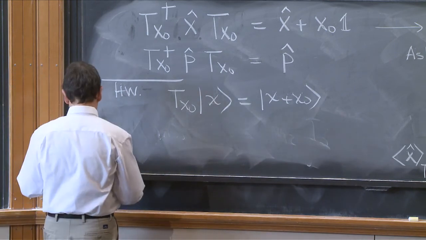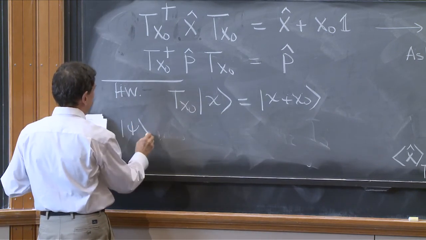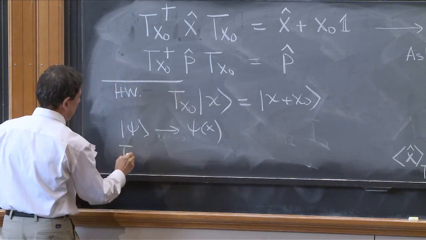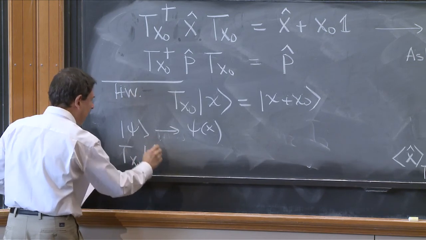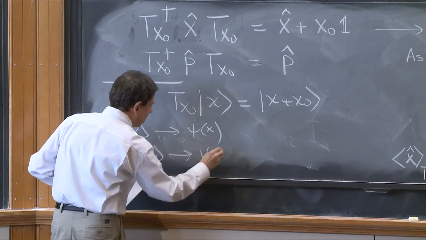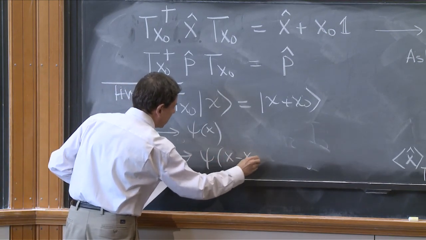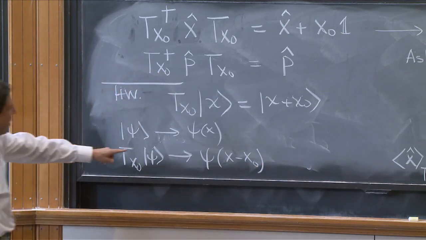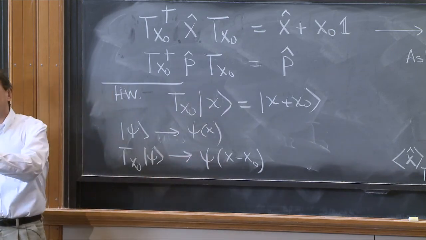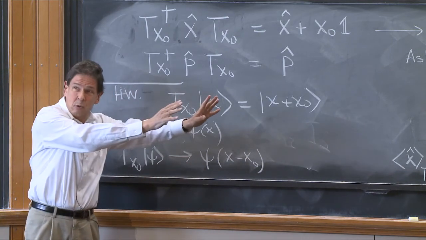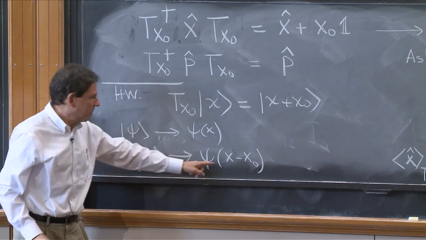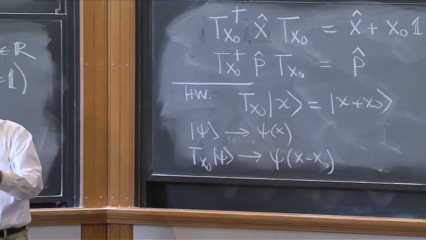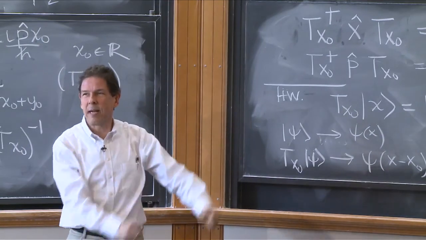And if psi has a wave function psi of x, Tx0 of psi has a wave function psi of x minus x naught. Since you know that psi of x minus x naught is the wave function translated by x naught to the right. The sign is always the opposite one. When you write psi of x minus x naught, the function has been moved to the right by x naught.